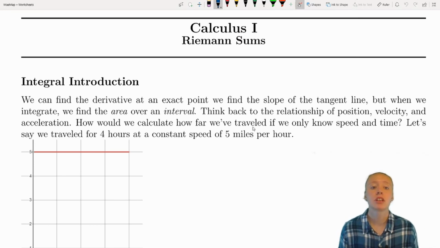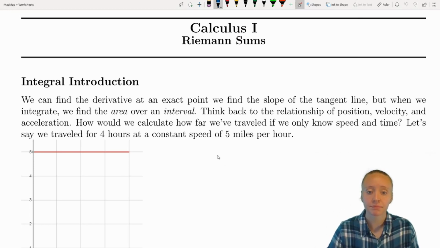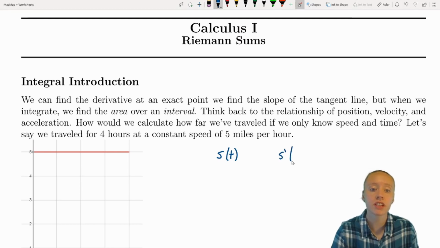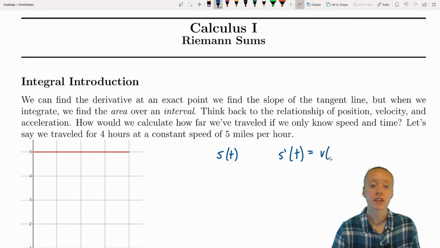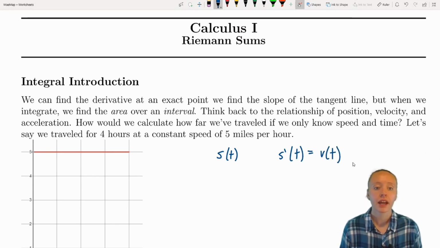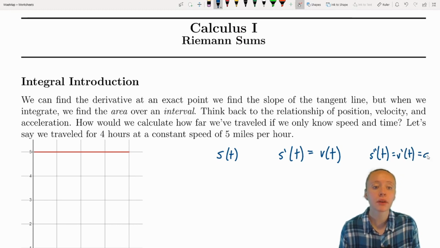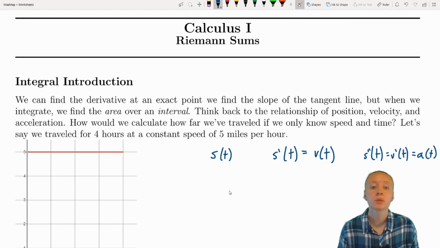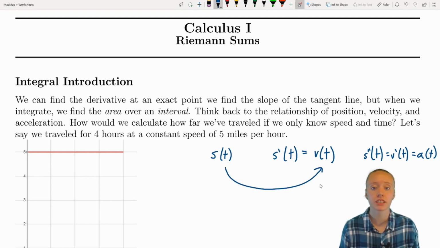Think back to that relationship of position, velocity, and acceleration. Remember that if we had some position function s of t, well then the derivative of s of t was velocity, v of t. And then the second derivative of our position, or the first derivative of our velocity, was our acceleration function. So in order to help us calculate the speed, we take the derivative of velocity.